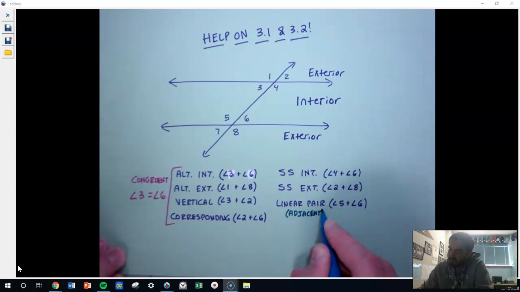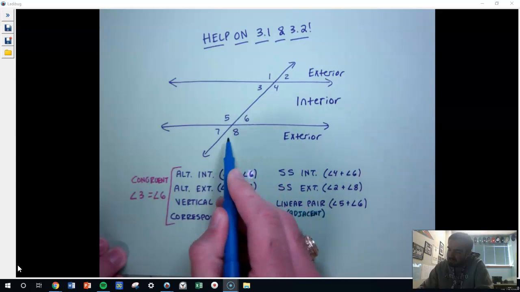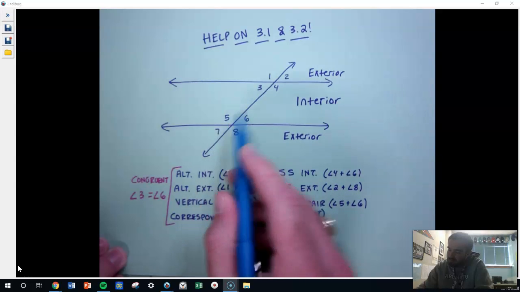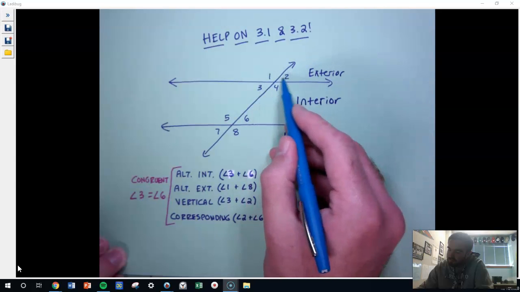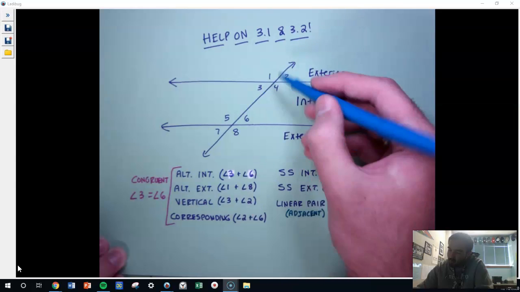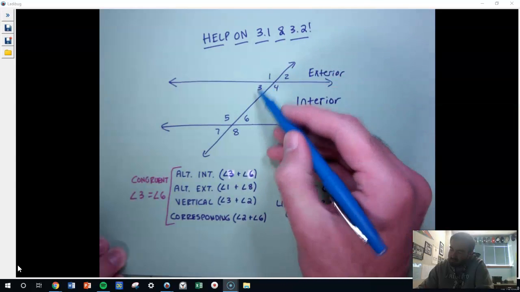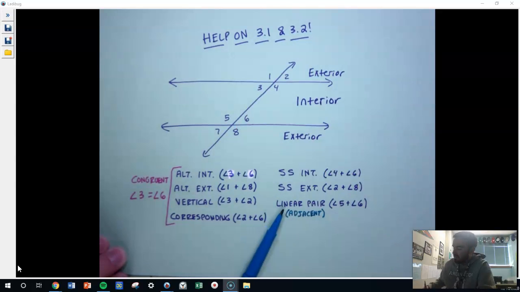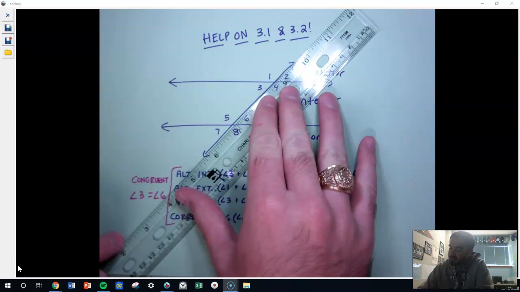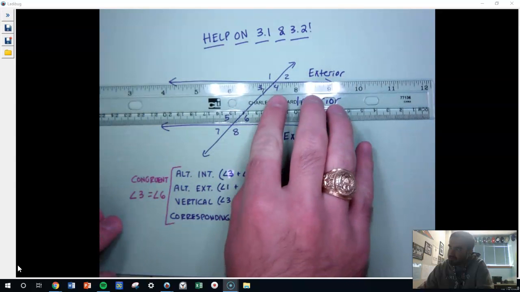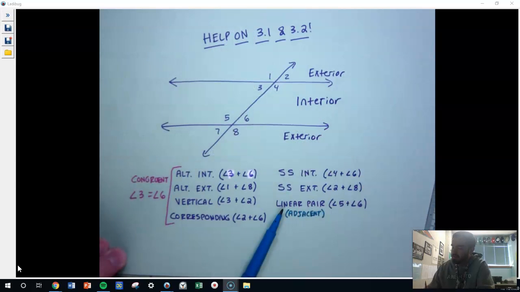Finally, linear pair are when they're adjacent to each other, which means they're side by side, so something like 5 and 6, 6 and 8, 8 and 7, 7 and 5, 2 and 4, 4 and 3, 3 and 1, 1 and 2. See how those are all side by side? 1 and 4 are vertical angles. Those are not side by side. But anything that is on a line, like if you put a ruler, 1 and 3 are side by side, 1 and 2 are side by side, so on and so forth, okay? So that's what a linear pair is.